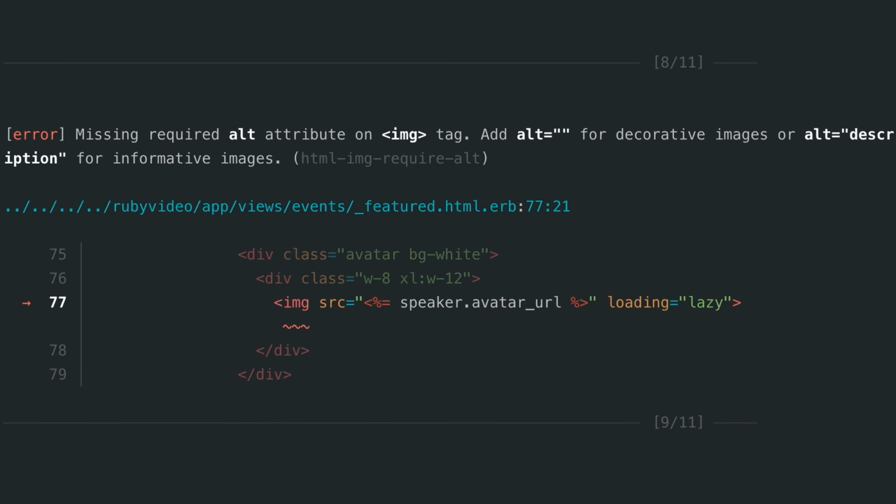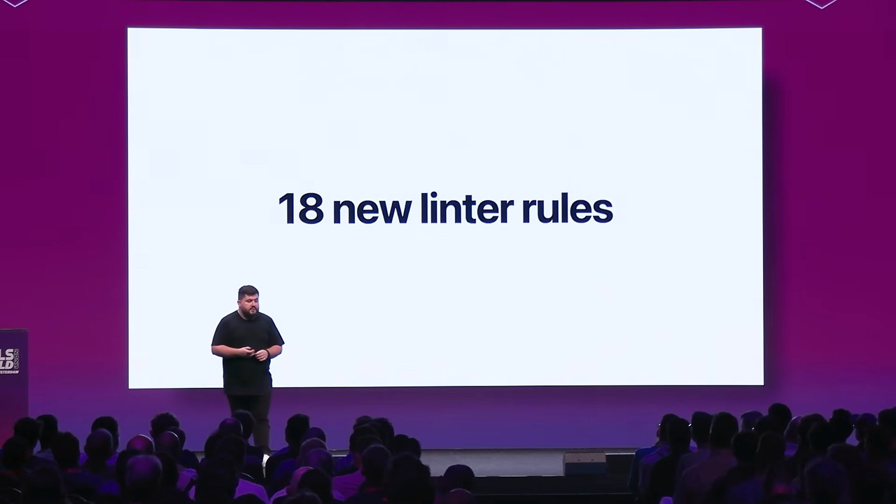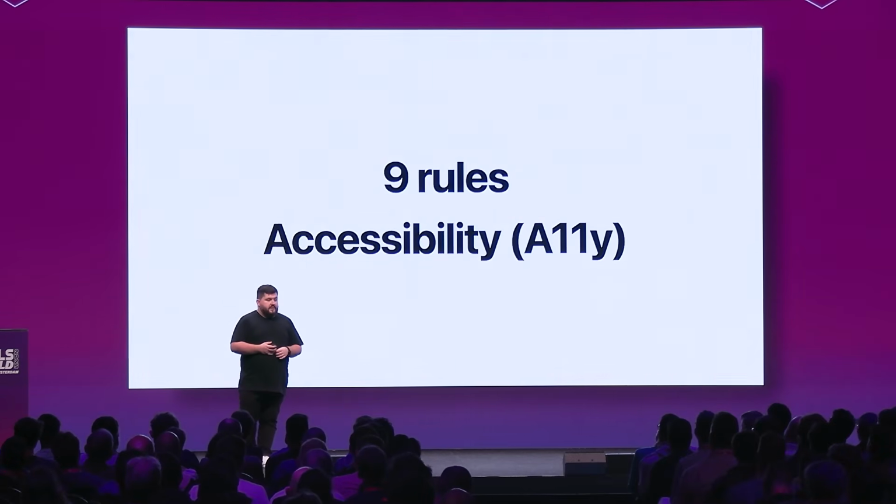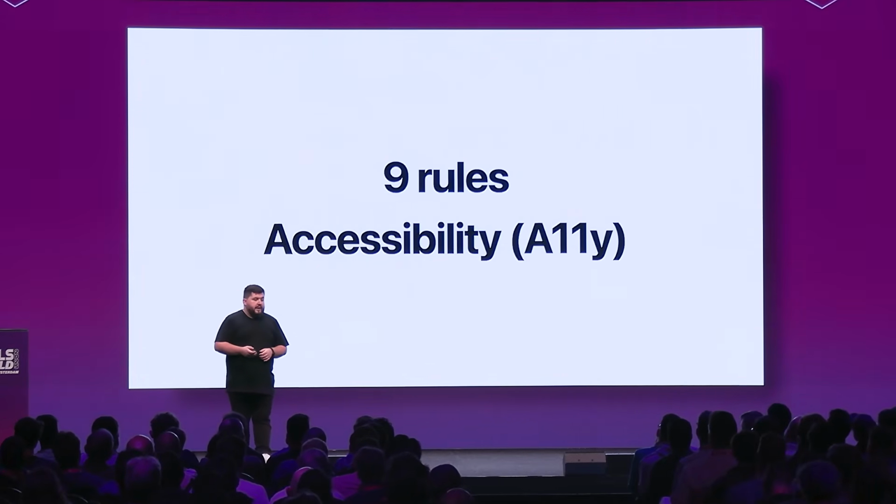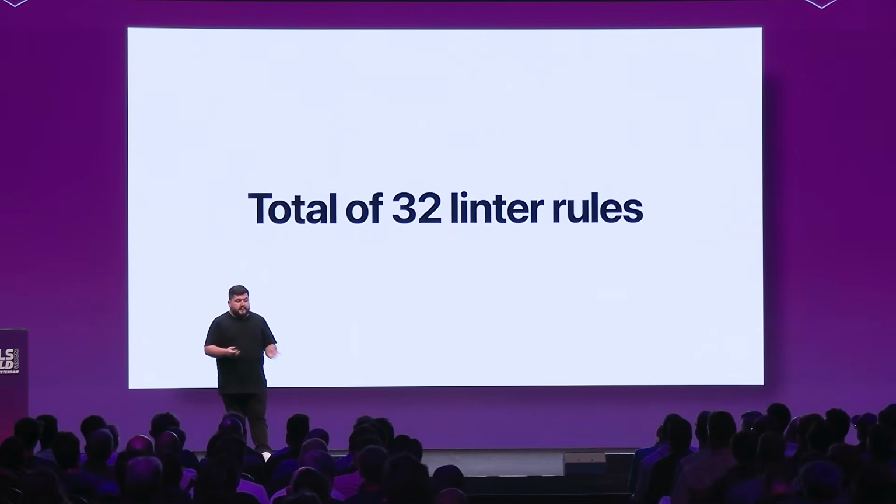Since RailsConf, we shipped 80 new linter rules, 9 of which are focused on accessibility, which makes now a total of 32 rules that the linter supports.